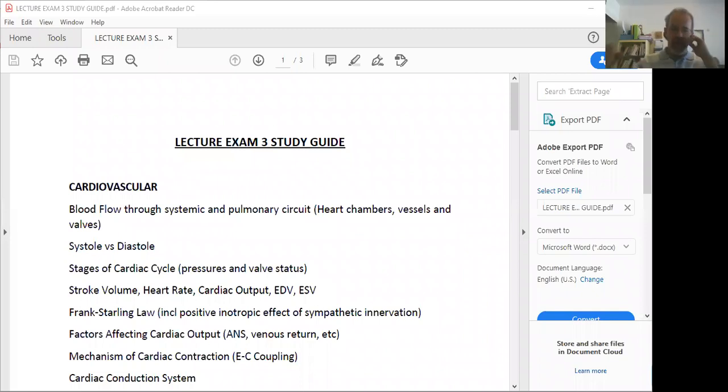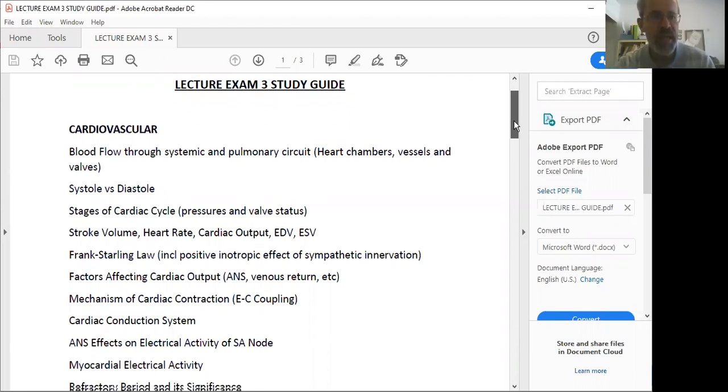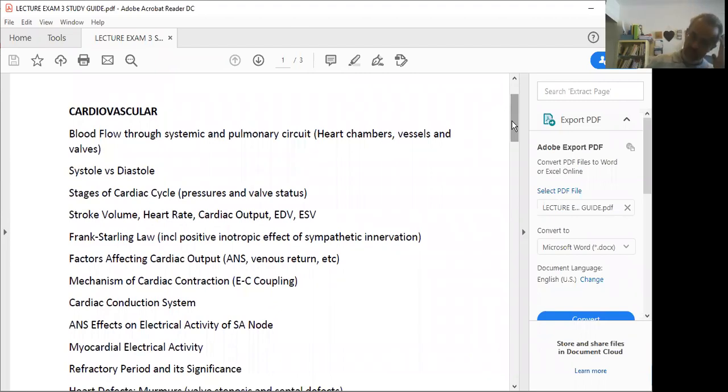All right. So lecture exam 3 study guide. Two parts, obviously cardiovascular, which is really divided up into 3, right? We focused on the heart itself, ways of measuring, functions of it, blood flow, things like that, cardiac output. We spoke about blood itself, and then we spoke about blood vessels. So I'm just going to go through briefly each of these just to familiarize you once again with them. So blood flow through the systemic and pulmonary circuit.